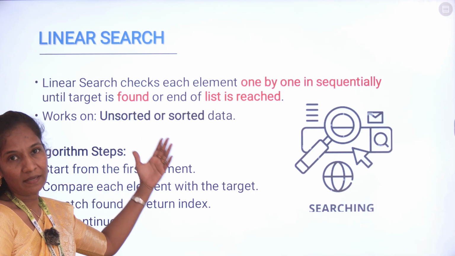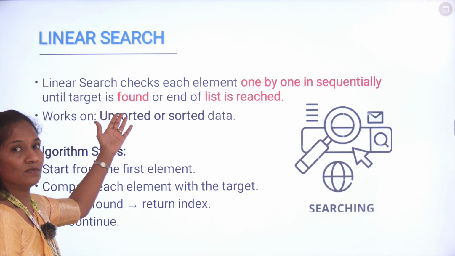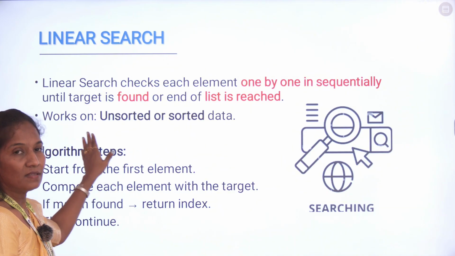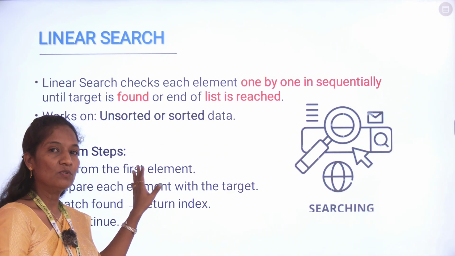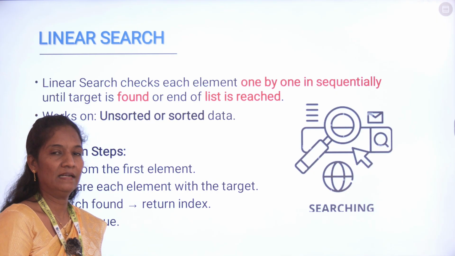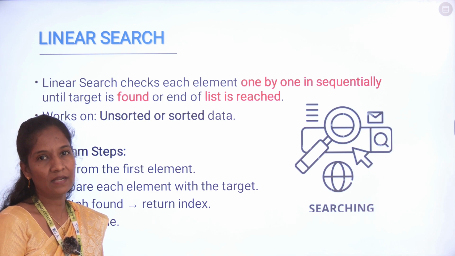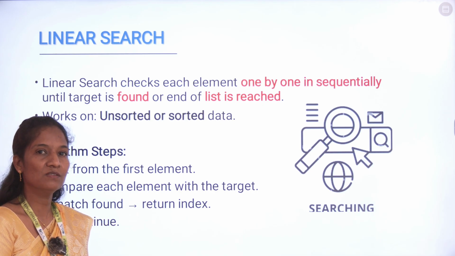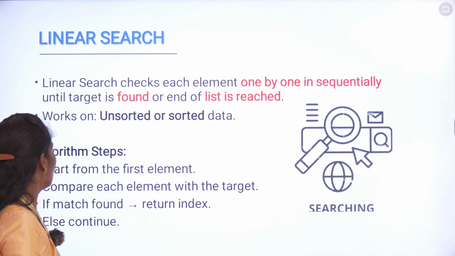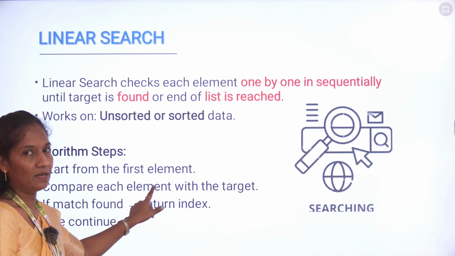It checks the elements one by one in sequential order until the target is found or the end of the list is reached. Linear search works on sorted data or unsorted data. Sorted or unsorted data means we have certain elements arranged in an order. If it is arranged in an order, it is called sorted data, otherwise it is called unsorted data.